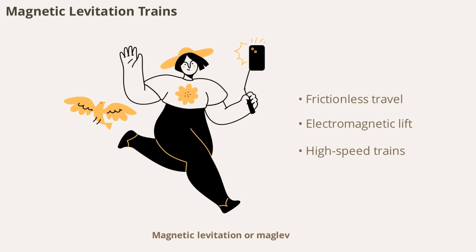Magnetic levitation, or maglev, trains use electromagnetic induction to float above the tracks, eliminating friction and allowing for incredibly fast travel. Powerful electromagnets create changing magnetic fields that induce currents in the train's guideway, generating lift and propulsion. This cutting-edge technology demonstrates the remarkable potential of electromagnetic induction in transportation.